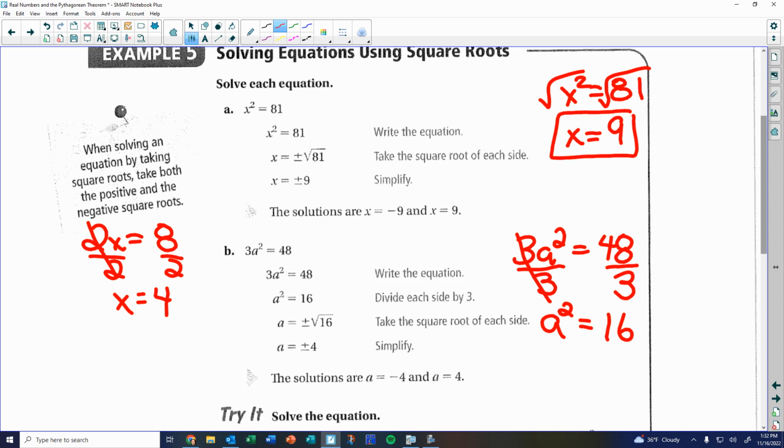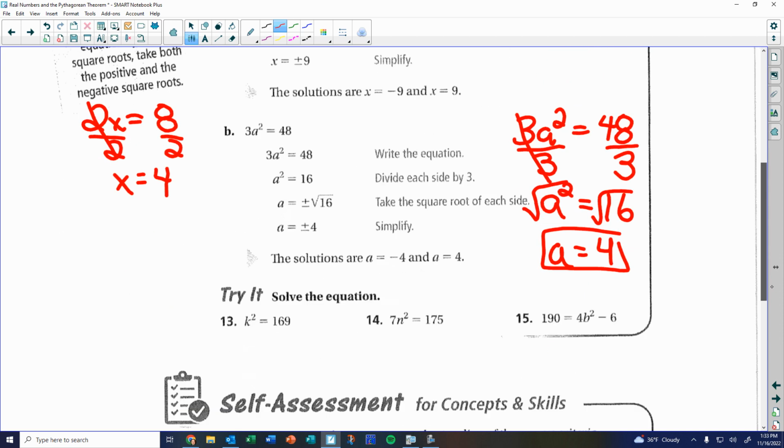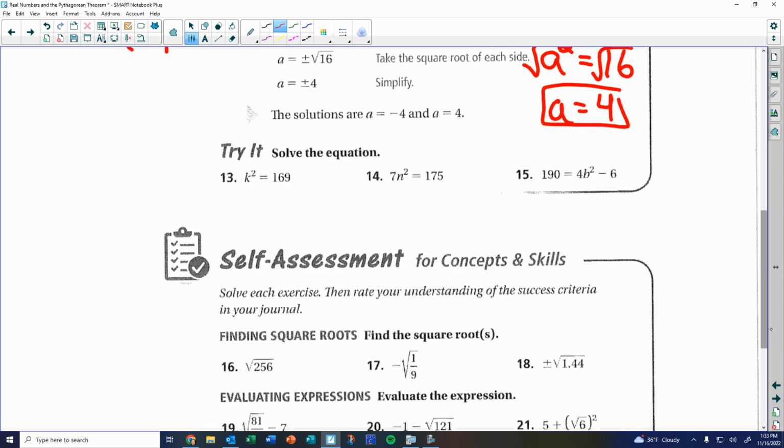How do I get a by itself? Square root both sides. And the square root of a squared is a. What's the square root of 16? 4. Good. Okay. So, down here, we got some equations, right?